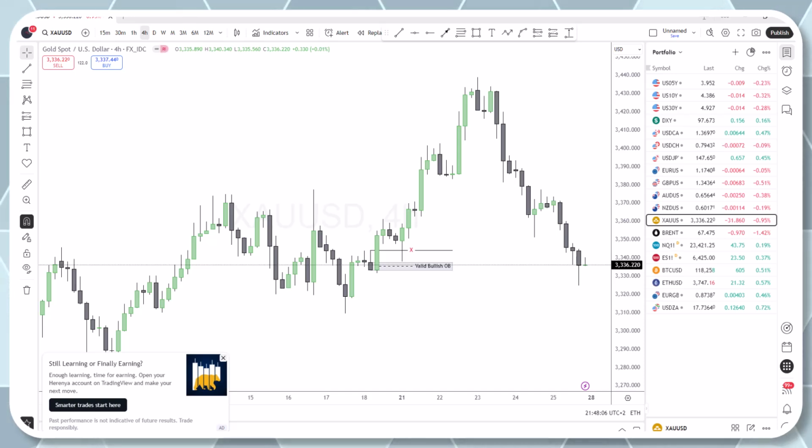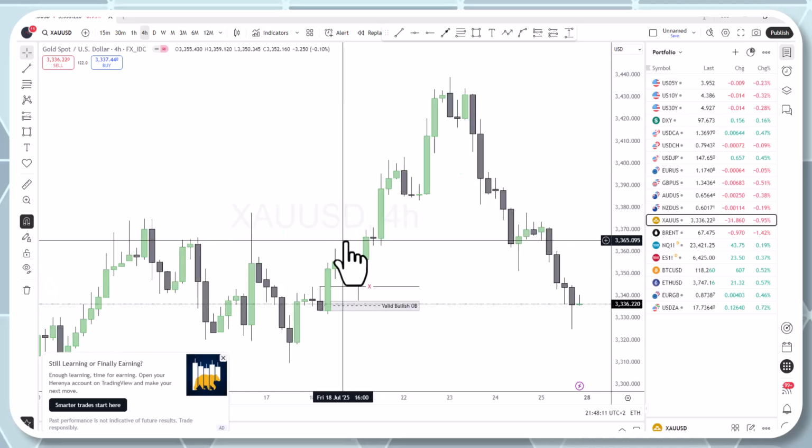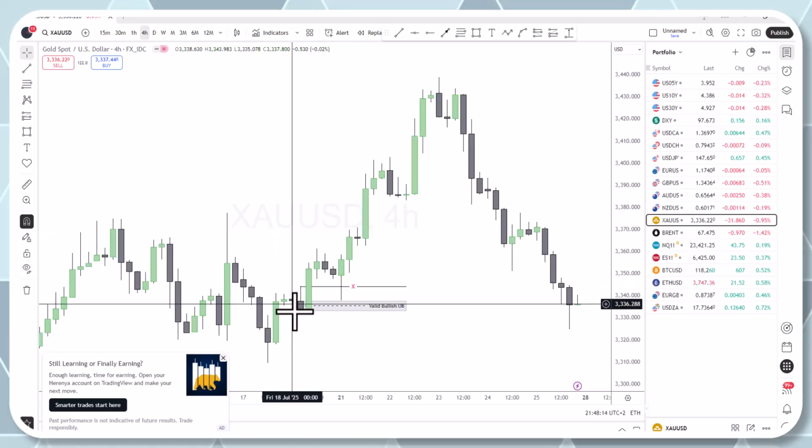Now before I get to the break of structure, let me show you quickly what I mean by impulsive move. You can see this candle here. This is a valid bullish OB.